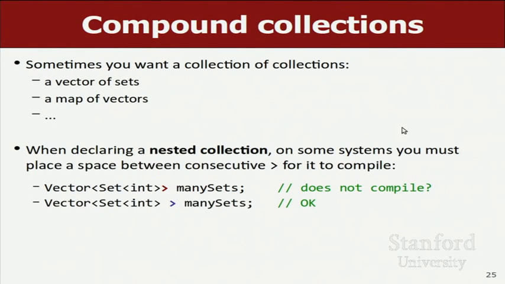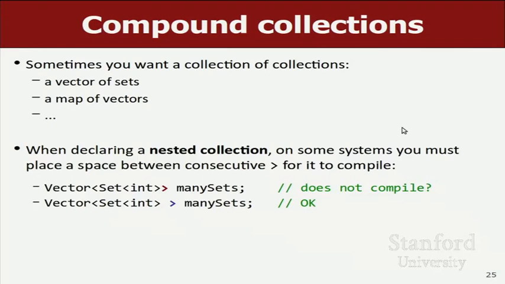It gets real exciting when you do collections of collections. They're called compound collections. You can have a vector of sets. You can have a set of maps. You can have a stack of queues. You can have collections inside of collections. So you just declare them like this, a vector of sets. One thing is you're supposed to put spaces between the angle brackets, or else on some computers it doesn't compile properly. But otherwise, that's how it works.